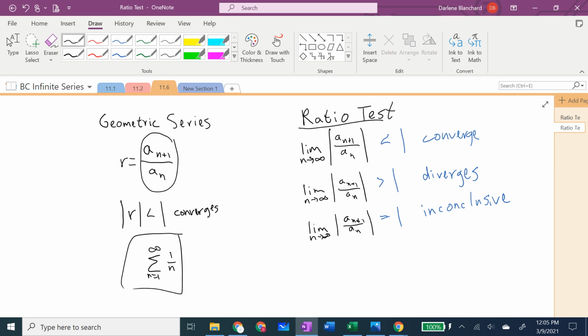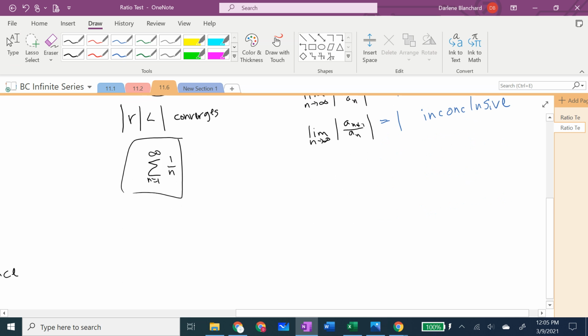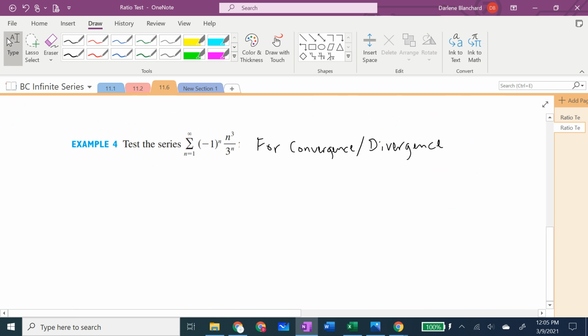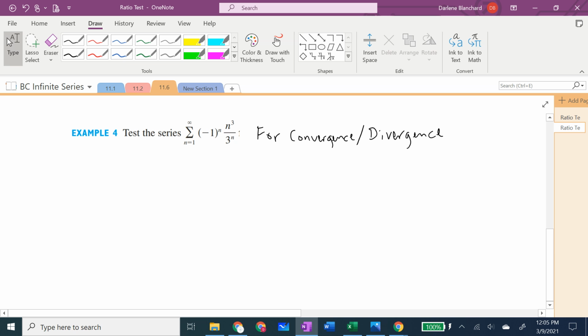Now, I'm going to show you how to do this test through this example. And this example is from section 11.6. And here we go. You're going to start by writing limit as n approaches infinity, and you're going to have absolute value.